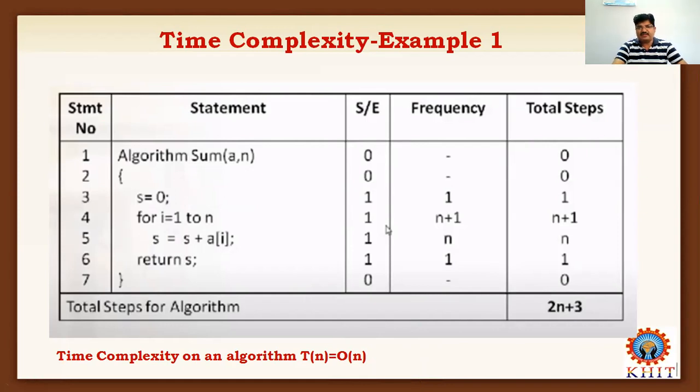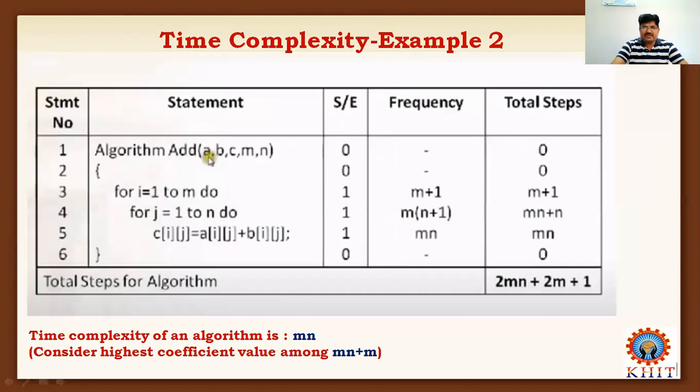Now let us see another example for calculating the time complexity of a given algorithm. So friends, this is the second example. We will talk about how to calculate the time complexity of the given algorithm. The algorithm name is add, and we are passing 5 parameters, namely a, b, c, m, comma n. This is the first statement of the algorithm, considered as the algorithm header part.